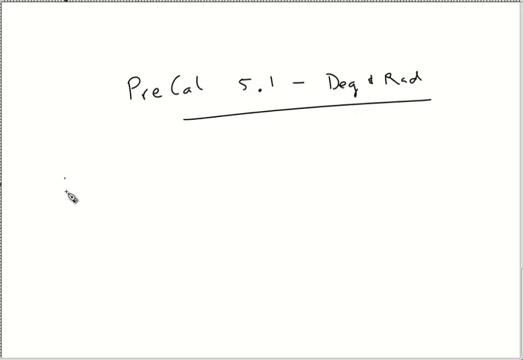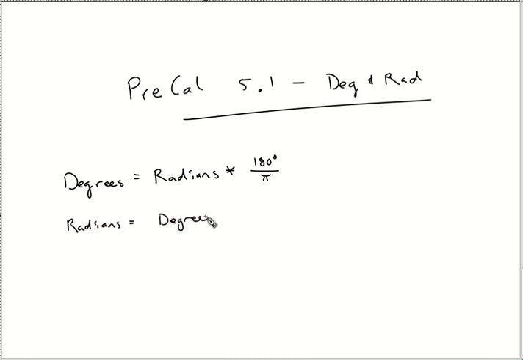So let's just get these formulas out of the way to start with. Degrees is equal to radians times 180 degrees divided by pi. And radians is equal to degrees times pi over 180. All right.